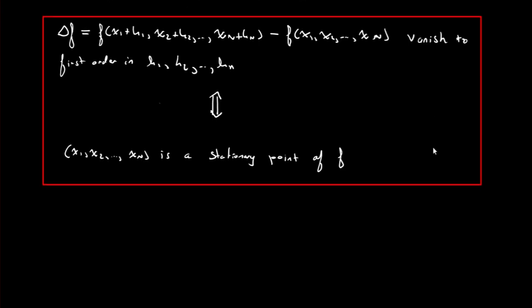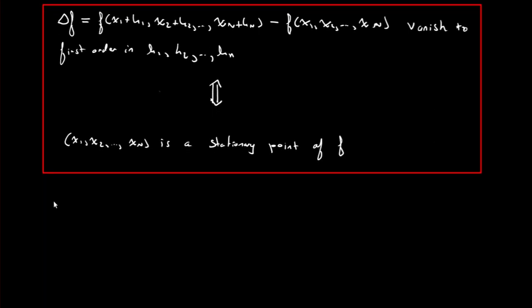So now we play the same game we played twice before. We investigate this delta f by first investigating this f of x1 plus h1, x2 plus h2, all the way to xn plus hn. And again, we just use Taylor's theorem in n dimensions this time. So for the one-dimensional case, we use Taylor's theorem in one dimension. For the two-dimensional case, we use Taylor's theorem in two dimensions. And for the general n-dimensional case, we're going to use Taylor's theorem in n dimensions.